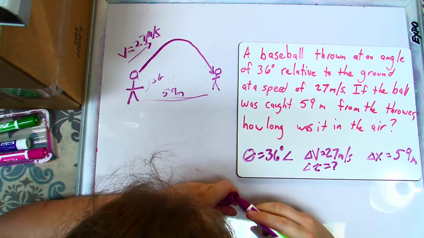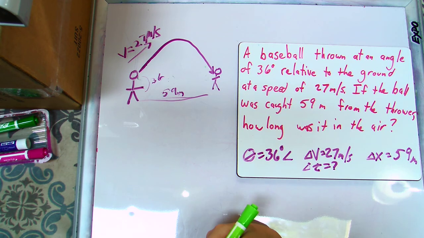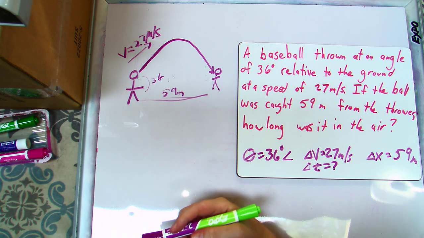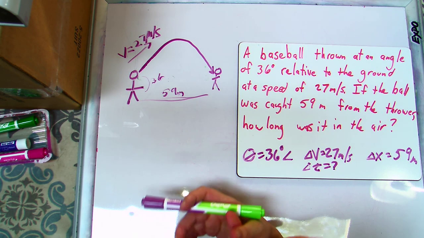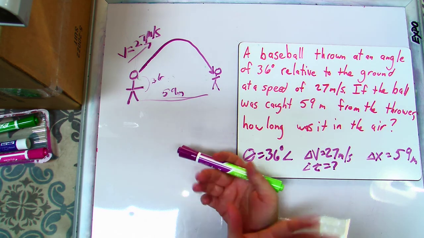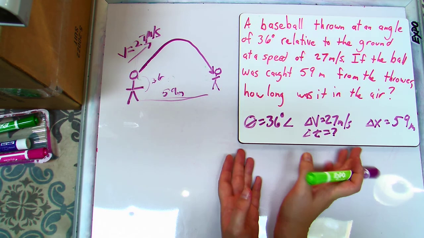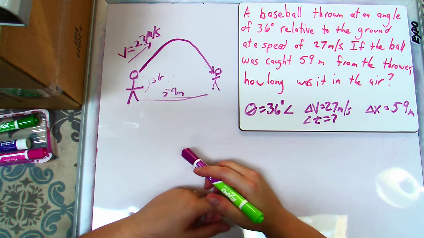Now again, it looks scary. It even looks scarier than the projectiles launched horizontally, because now we have to deal with the angle. But the nice thing is it's going to use the same equations we looked at. We're just going to have to incorporate the idea of the angles into it. So remember how we use sine and cosine to figure out x and y components? We're going to use those in the equations to help us break down the x and y components.